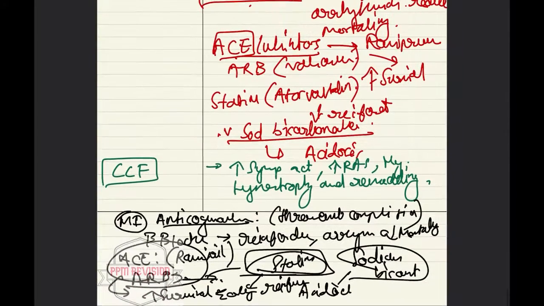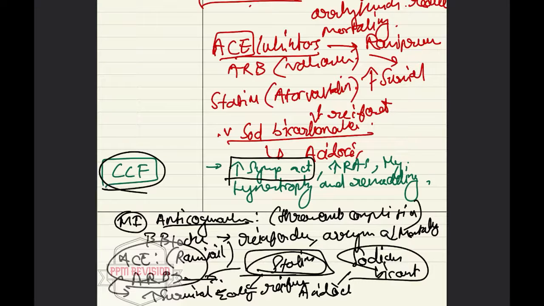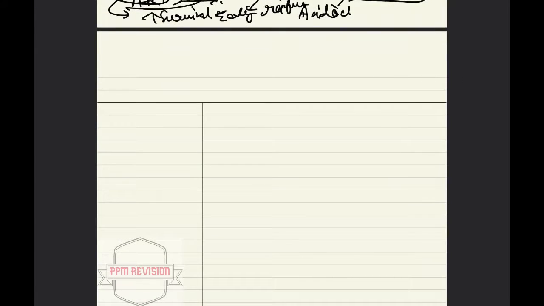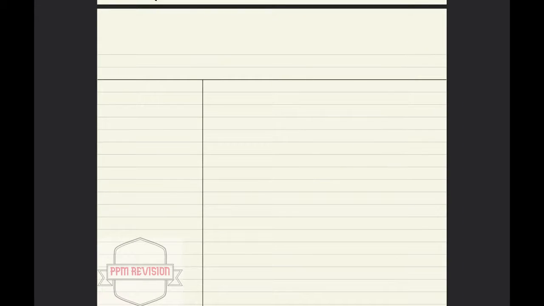And also I gave a short note on the CCF, so I'll just be highlighting the same place. The mechanism followed is it increases the sympathetic activity, increases the renin-angiotensin system as well as the myocardial hypertrophy and the remodeling. Now moving ahead, we'll be looking at some flowchart where it is explained very well. So now if we look at nitrates, ACE inhibitors, I'll be drawing this flowchart.